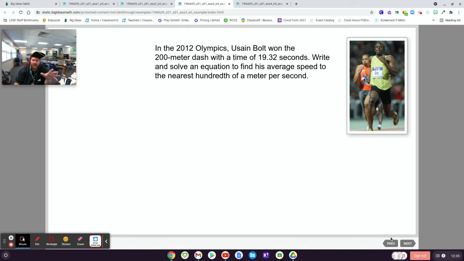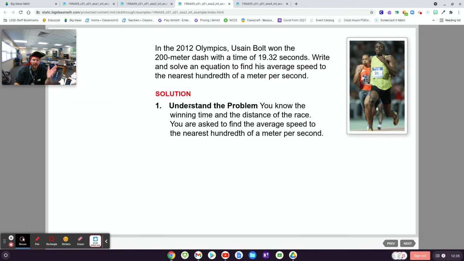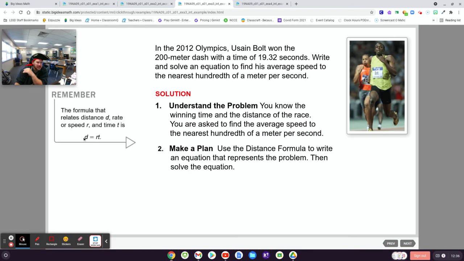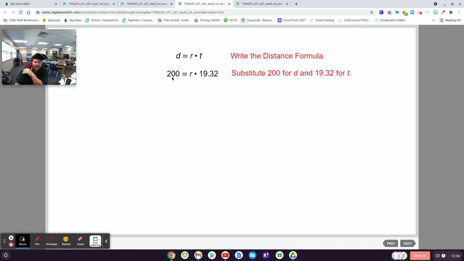And here is why. So the first thing you want to do is make sure you understand the problem. So you know the winning time, you know the distance, and you're asked to find the speed. Some of you in science may have learned what's called the distance formula. If not, I'll talk about another way to do this. So using the distance formula, which is distance equals rate times time, you could start by saying, oh, well, I know that the distance, which is d, is 200 meters, and the time, which is t, is 19.32, and I'm looking for r, which is the rate or the speed. So that's the equation you can use to solve it.